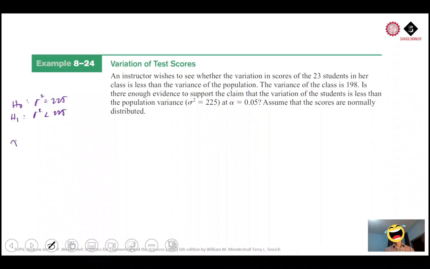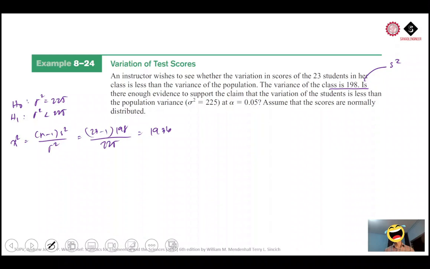Alright, so for the test statistic, it's n minus 1 times s squared over sigma squared. It is 23 minus 1 times the sample variance of the class. So this is the s squared, because the class is the sample variation. It is the sample. So it's 198 divided by 225. So that's 22 times 198 divided by 225. That's 19.36. Okay, so we have now the chi-squared test value.